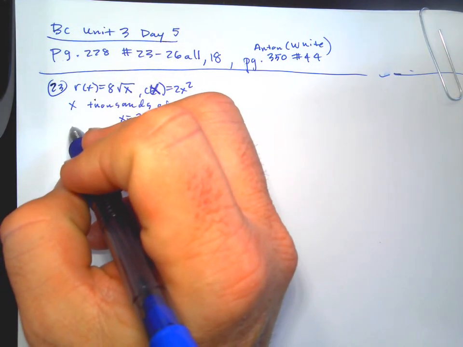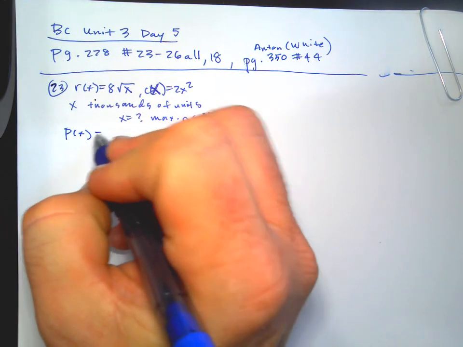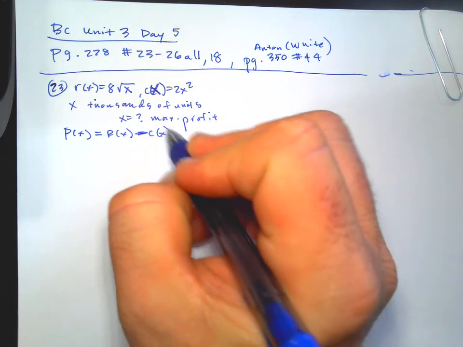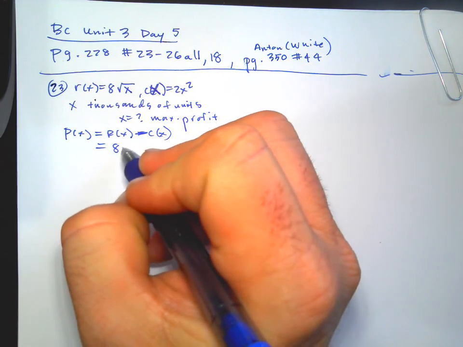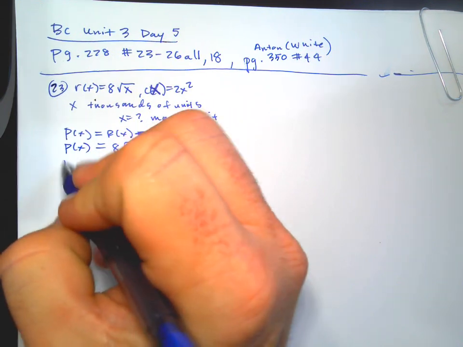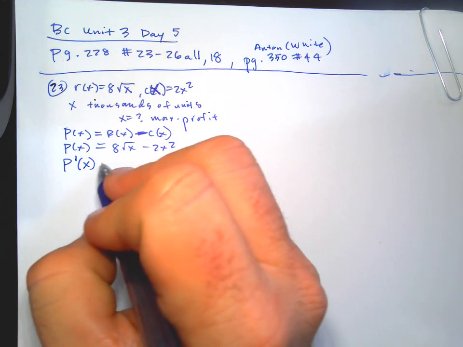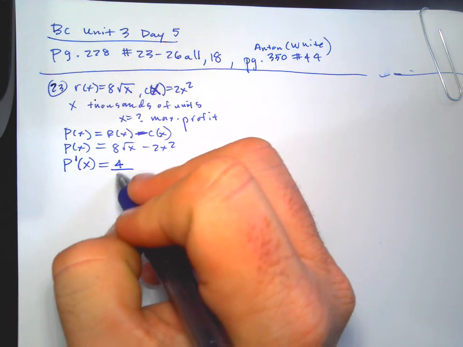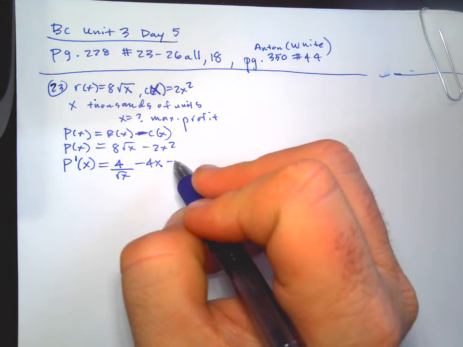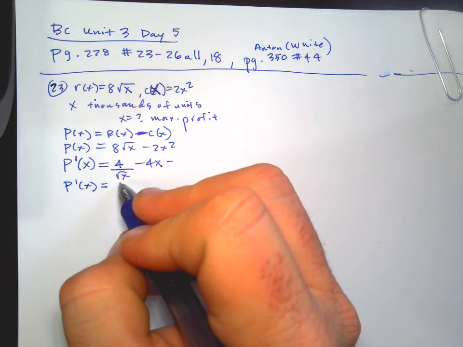We should probably come up with a profit function, which is revenue minus cost. And so then we could say, okay, well, that's going to be 8 square root of x minus 2x squared. And we're going to take the derivative of it. I'm just really taking an extreme value optimization kind of approach to this. So it's going to be 4 over the square root of x minus 4x. Might be good to combine these into a single fraction.